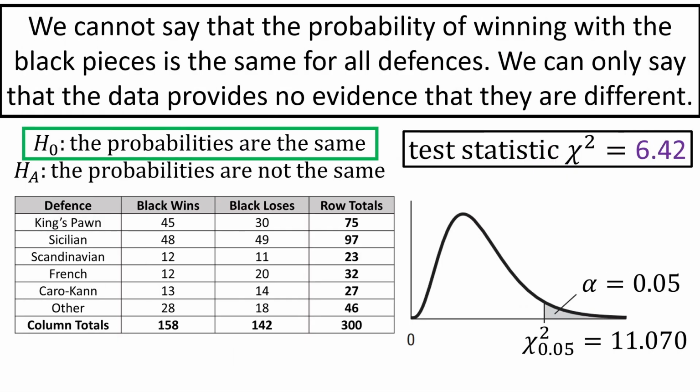In the end, we really can't say for sure whether the null is true, or for that matter, when we reject, we can't say for sure whether the alternative is true, because there's always a chance of an error, right? So we can make a type 1 or type 2 error. And so we never use the strong language, we proved that the null is true, or we proved that the null is false. We avoid that kind of language. And so in this case, we cannot say that we proved that the probability of winning with the black pieces is the same for all defenses. But what we can say is that the data provides no evidence that the winning probabilities are different, right? So that's just a subtlety that I wanted to rehearse with you.